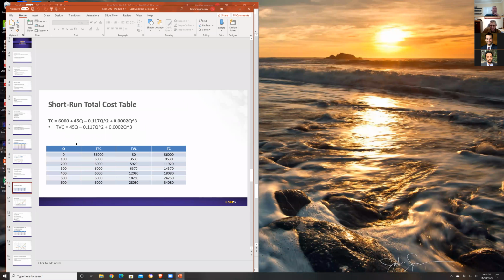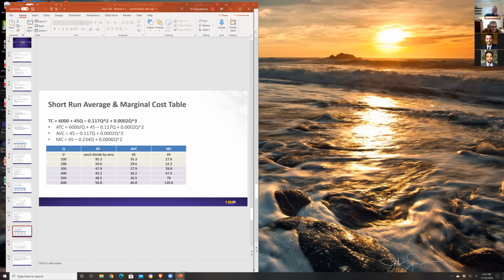If you know that you're not producing anything and you have $6,000 of total cost, then you know that must be my fixed cost, and those have to be fixed. So that's why the fixed 6,000 keeps showing up. Then you can say, well, the total variable cost is the total cost minus those fixed costs. So all of these numbers are going to be the total variable costs plus the 6,000. So you can sort of back out what the variable costs are going to be.